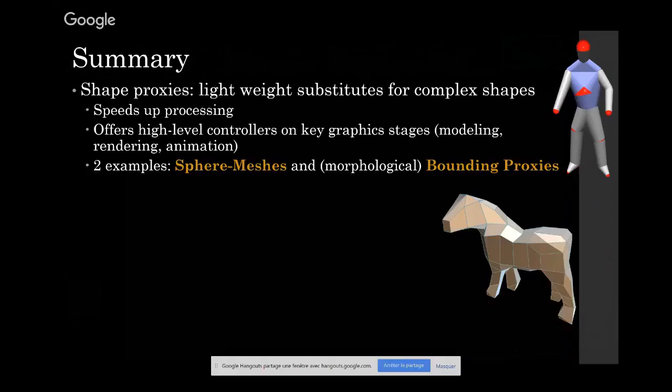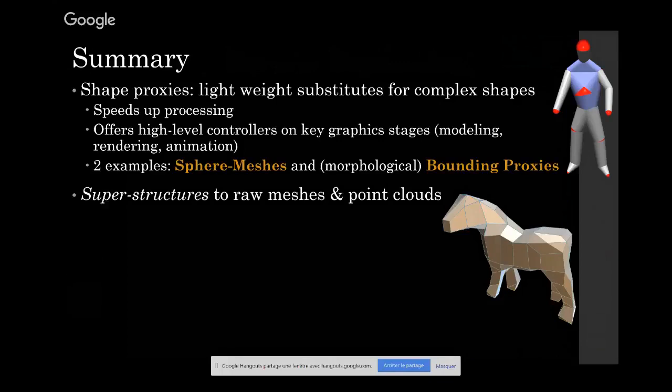The two particular examples I gave were the sphere meshes and the bounding proxies. One is based on progressive graph reduction using a new spherical quadric metric. The other one is trying to promote the use of the morphological framework in computer graphics. I hope more applications of mathematical morphology will appear in graphics in the future. I think there is a lot of possibility with that.